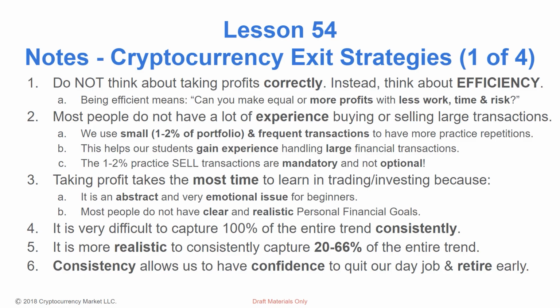So if they got into Bitcoin at $20,000 and it went up to $100,000, there's $80,000 worth of profits in there. Our goal is to have our students capture 20% of that, which means they will capture around $20,000 of that $80,000 in profits. And if they can do that, we're really happy for them.